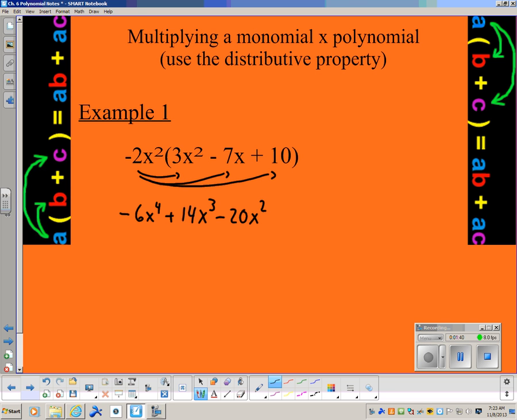And then notice the powers of the x's are in decreasing order. So it starts with x to the fourth, then x to the third, then x to the second. And that's the way you want your answers to look. So we distributed the negative 2x squared through that polynomial inside the parentheses.